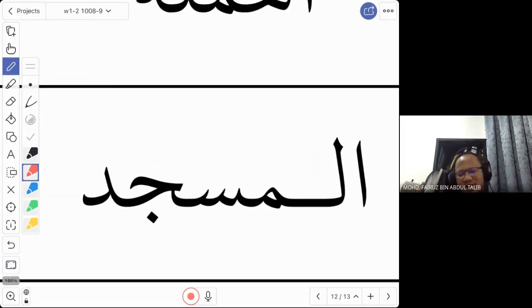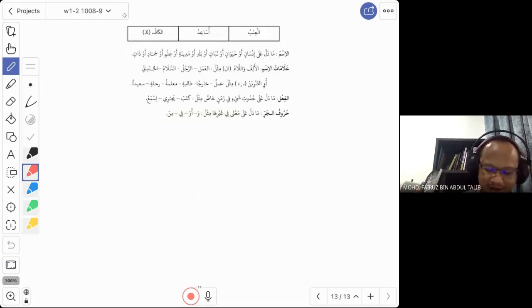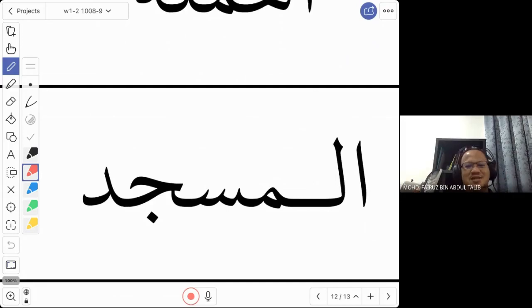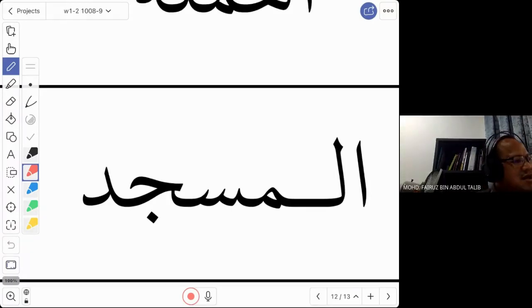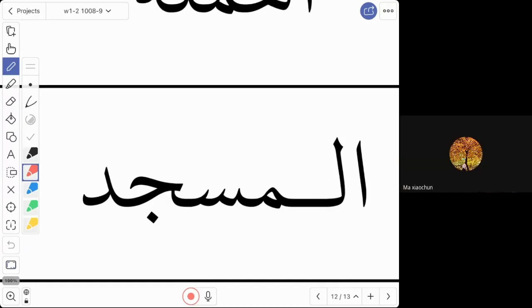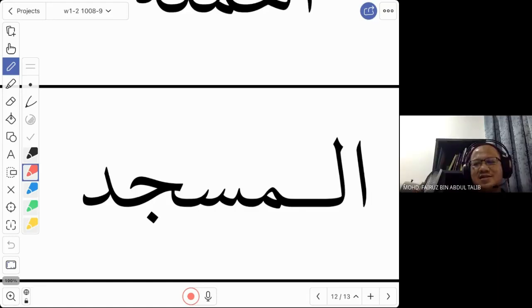Now I want you to read this word. What is this word? Al-Masjid. So Haifa said Al-Masjid. Okay. What about the others? Aisha, how do you read the word? Al-Masjid. Okay, Al-Masjid.